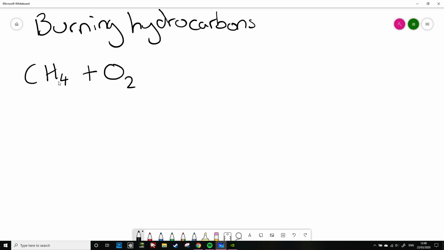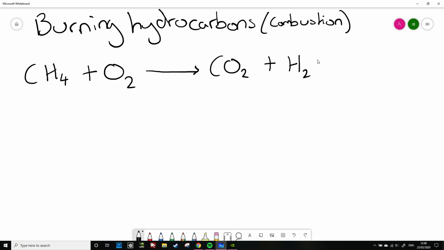If you ever see this sort of reaction, an alkane and oxygen, that is what we call a combustion reaction. And that's pretty much another good name for this: combustion. And it will make carbon dioxide and water. Now this is unbalanced. We'll have to look at balancing that as we go. But as you can see, it is quite a simple equation.